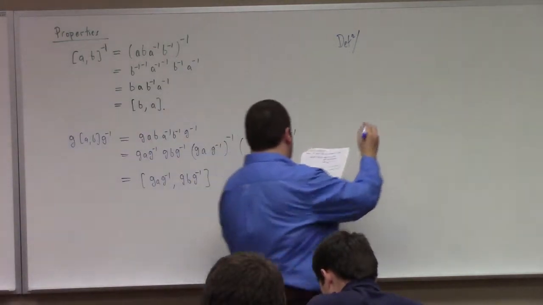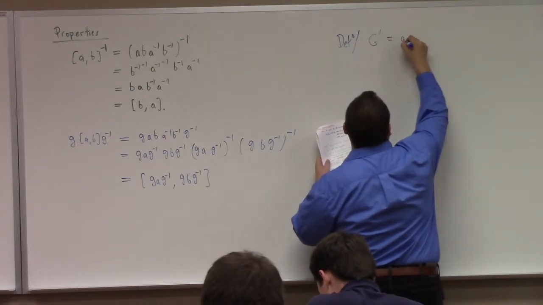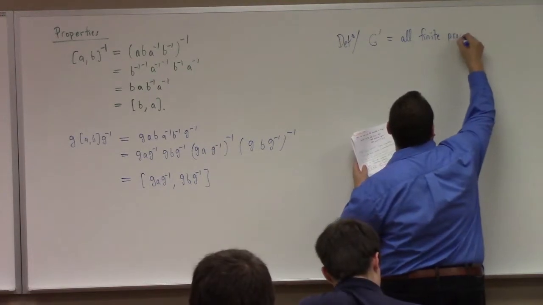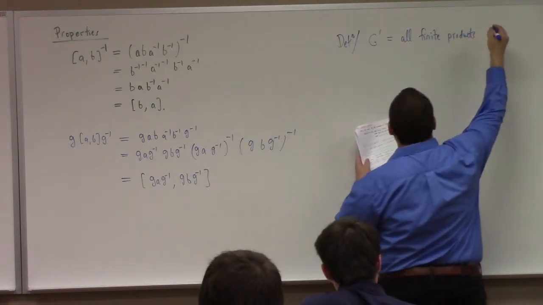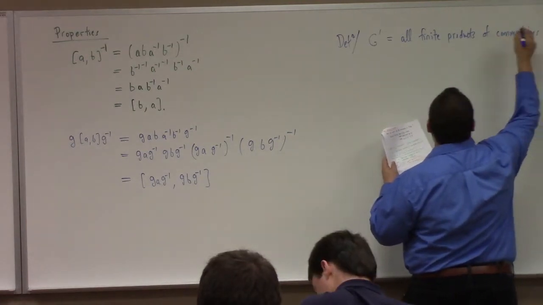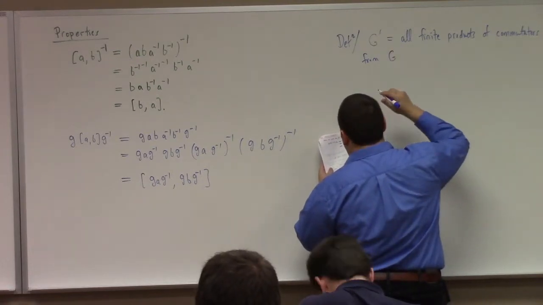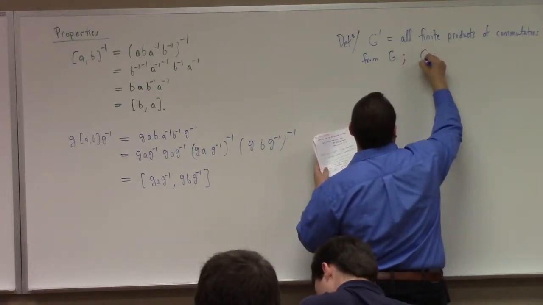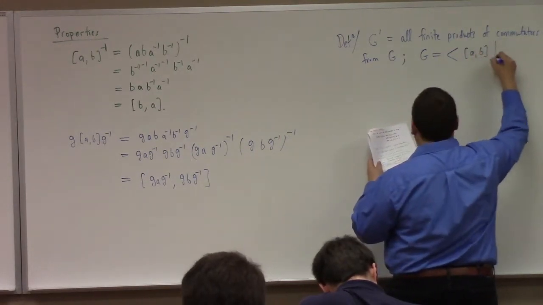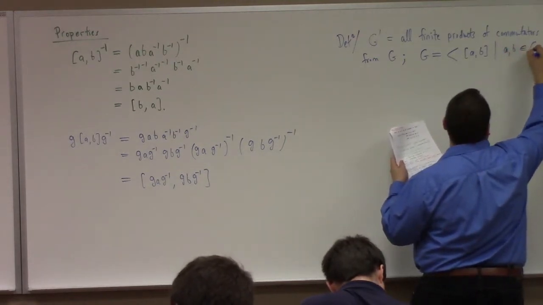If we let G prime be the set of all finite products of commutators from G. In other words, G prime is generated by, here's the presentation, a, b such that a and b are in G, something like that.